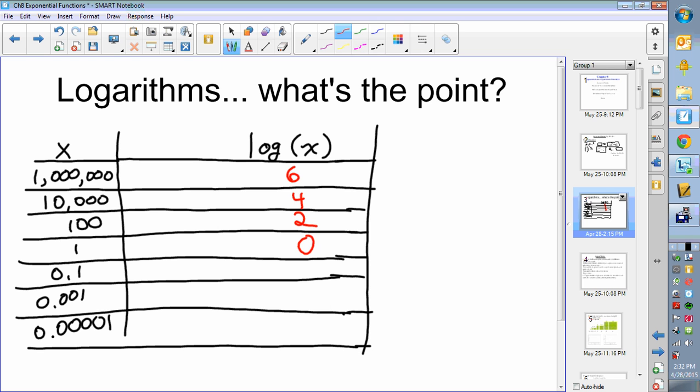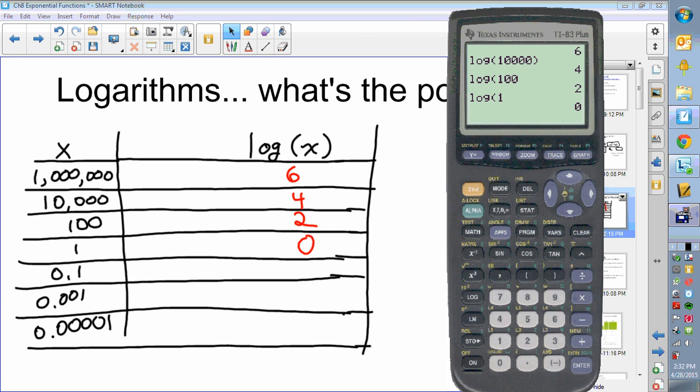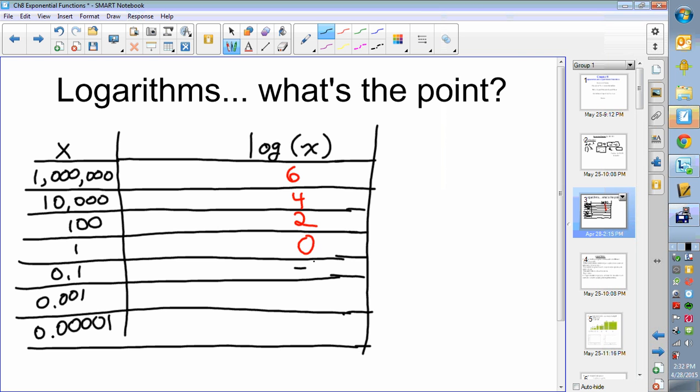What happens with the decimals? Well, let's explore that for a second. Logarithm of 0.1 is -1. Logarithm of 0.001 is -3. And logarithm of 0.00001 is -5. So you have -1, -3, and -5. Okay, that's what happens when you hit the logarithm of that.